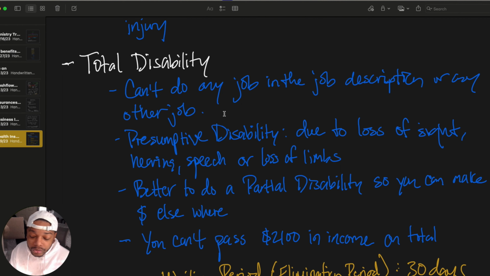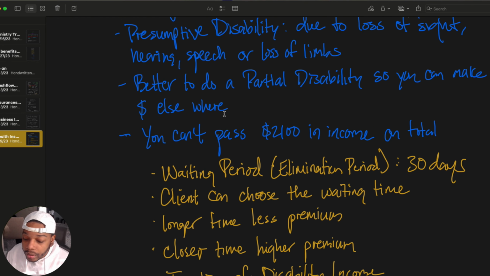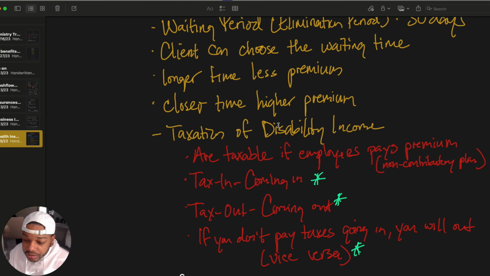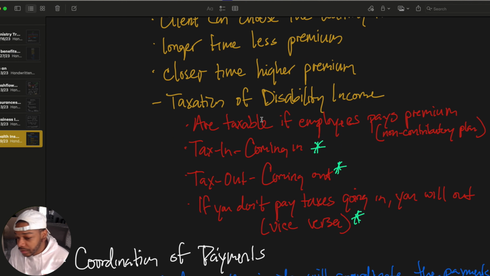So they say the better option is to do partial disability so you can make money elsewhere as well. So instead of depending on total disability, where you get maxed income, if you get partial disability, you could still make more income on top of it, right? The waiting period for this is usually 30 days. You can choose, of course, the waiting time. You can either have a longer wait, less premium, or a shorter wait, higher premium, right? So this is obviously the taxation of the disability income. And there's a lot of great things when it comes to this.